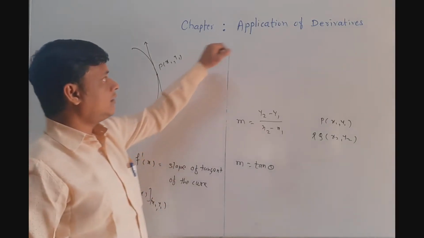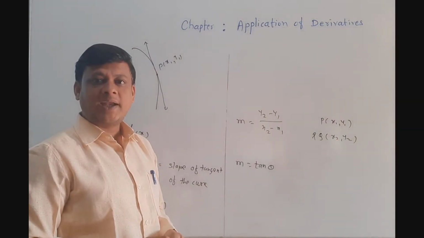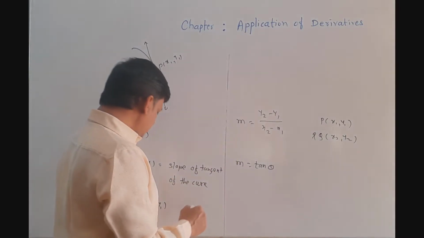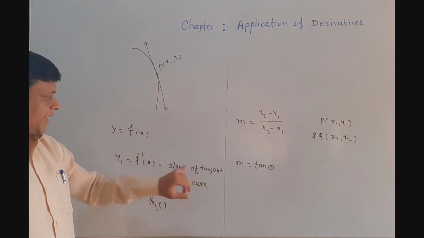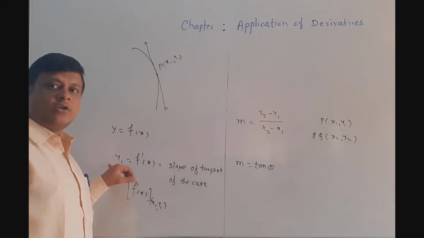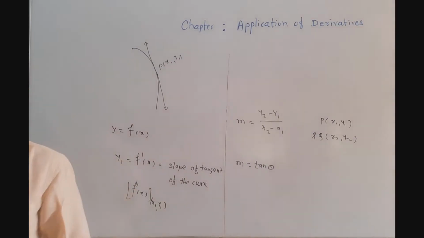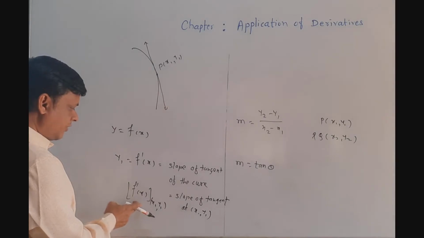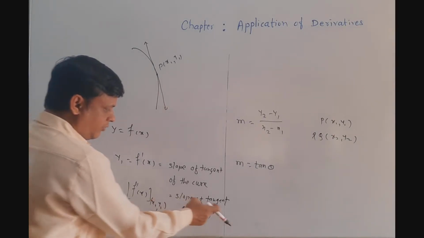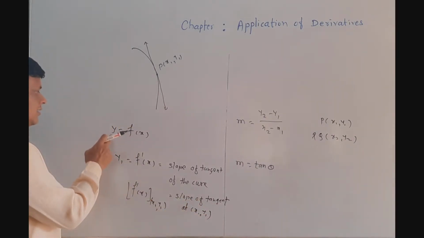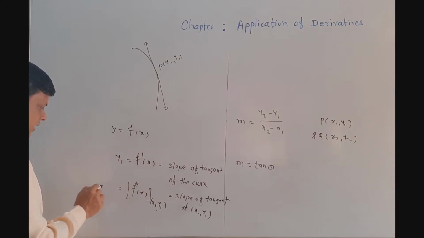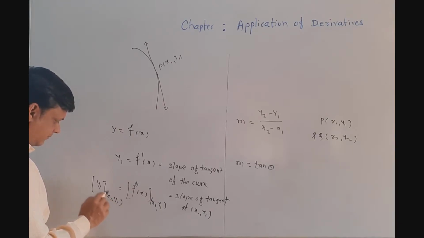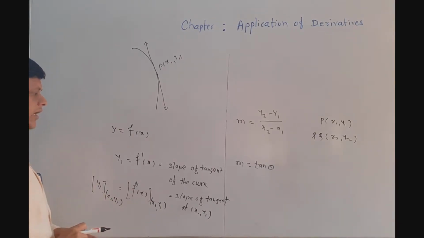So here in this chapter we have to find the equation of the tangent. For that we use this concept, the slope of the tangent as the derivative of that function. So this derivative f dash of x at x1 y1 is the slope of the tangent at x1 y1 for this curve y equals f of x, or you can write y1 at x1 y1. This y1 is the first order derivative.